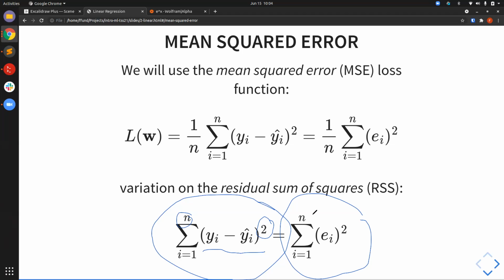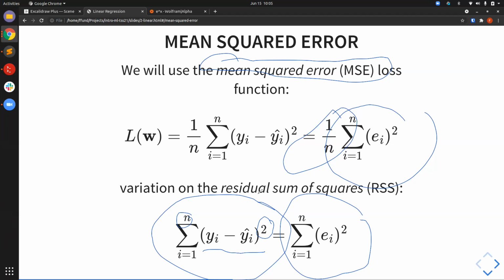So you end up with a large value for RSS if you have many samples. Sometimes we want to be able to compare different versions of the model trained on different numbers of samples. So it's convenient to have a loss function that doesn't always increase with the number of samples. So we could just take the mean version of this, and this is known as the mean squared error. We're taking the sum of squared residuals and just dividing by the number of samples. This is our loss function.